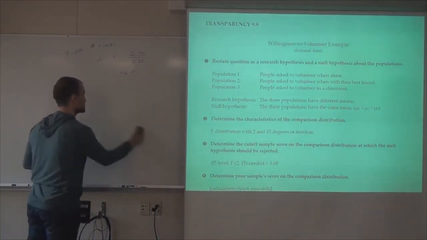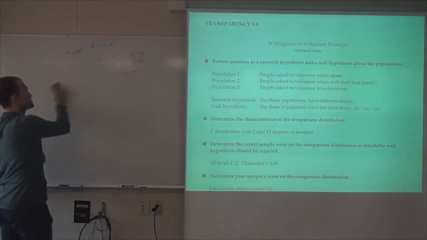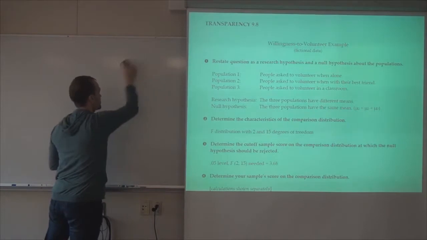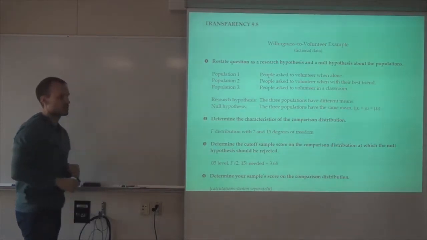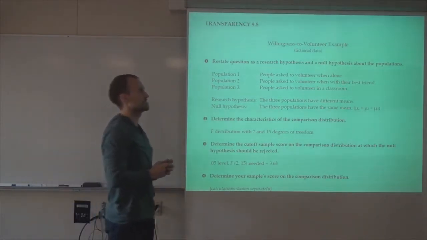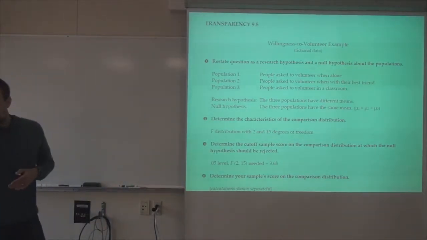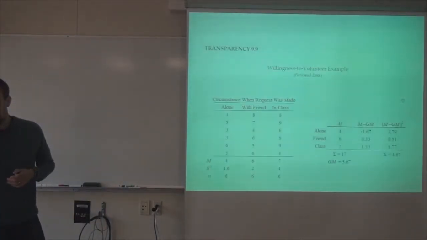How willing are they to volunteer in those 3 situations? So again, these groups are independent, and I have more than 2 of them, so I'm in an ANOVA, analysis of variance situation. Let's see what I have to work with.